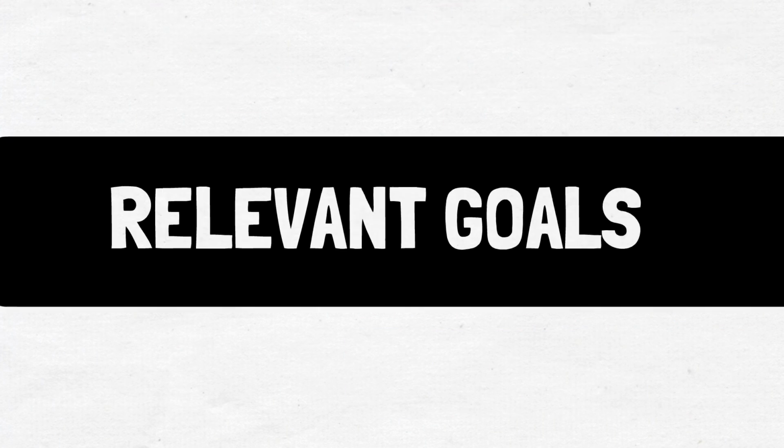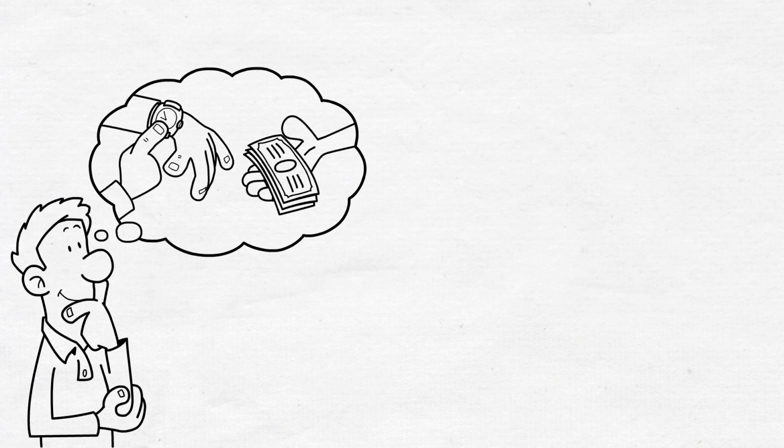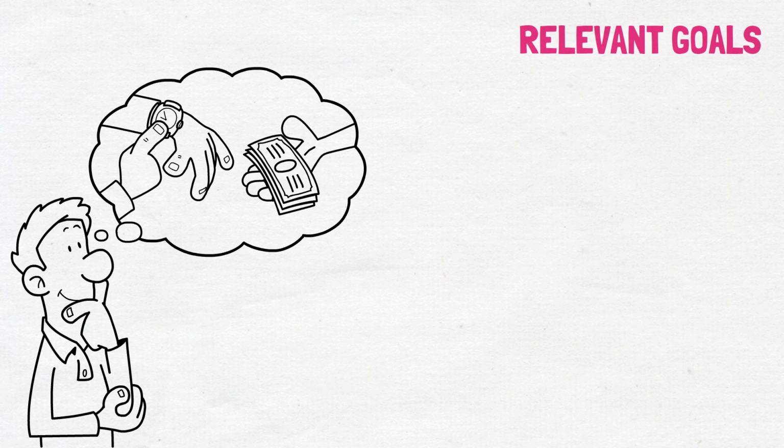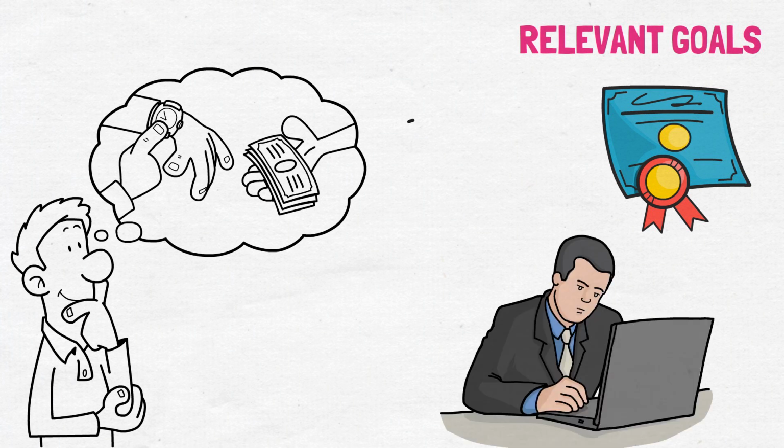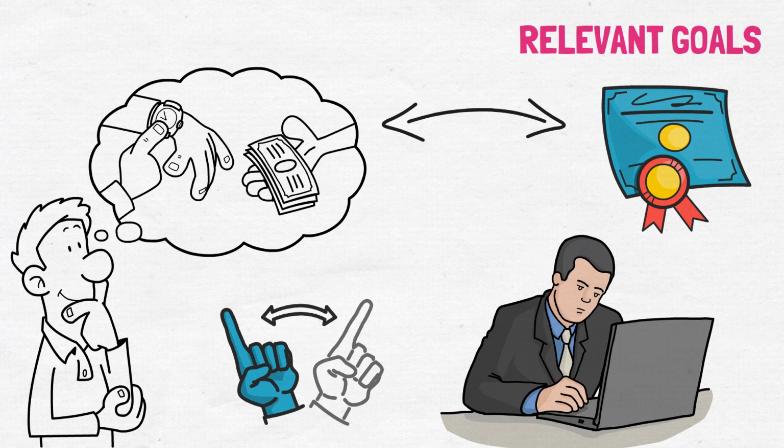Relevant goals. Relevant goals align with your overall vision and purpose. When you set relevant goals, you're more likely to stay motivated and committed to achieving them. Before setting a goal, ask yourself if it aligns with your long-term vision and purpose. If it doesn't, it may not be worth pursuing.